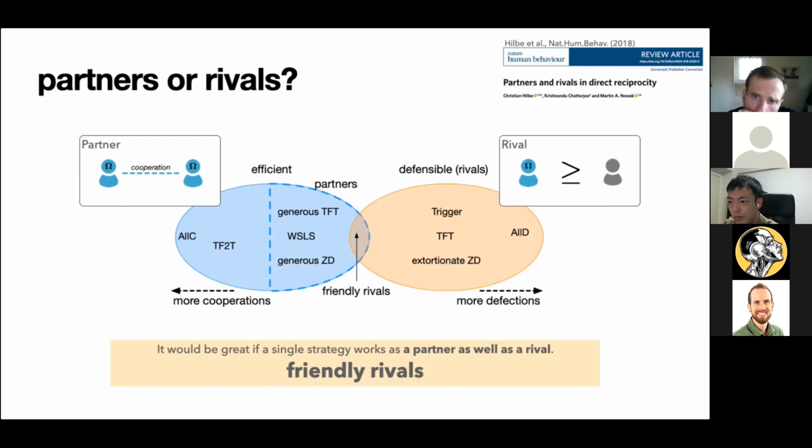Since each of partners and rivals has pros and cons, it would be great if a single strategy satisfies these advantages simultaneously. We call such a class of strategies friendly rivals, which are shown as the overlap of these two classes in this figure. It is not easy to be a friendly rival, because you must generously forgive your co-player's erroneous defections to be a partner, and at the same time, you must punish your co-player's malicious defections to be a rival, without knowing his or her intention.